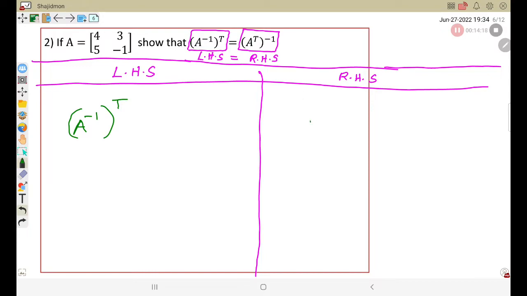On the right hand side, first we need to calculate A transpose. You know how to find the transpose of a matrix, correct? Just write the rows column-wise. Then after that, we need to calculate this matrix's inverse. This is the right hand side.